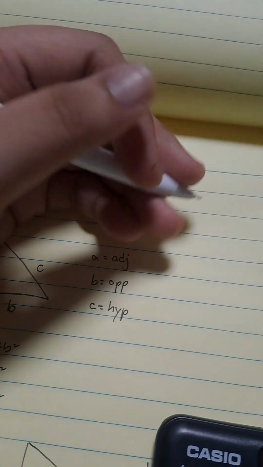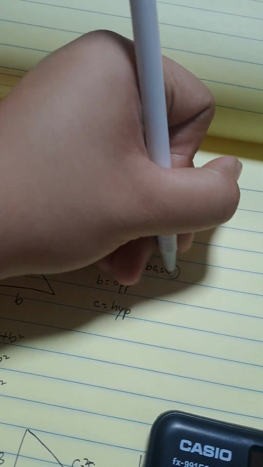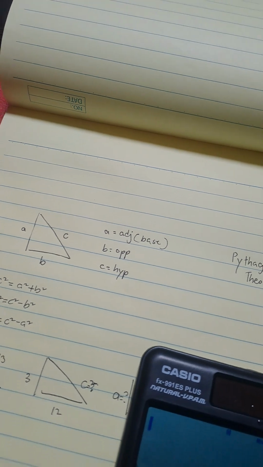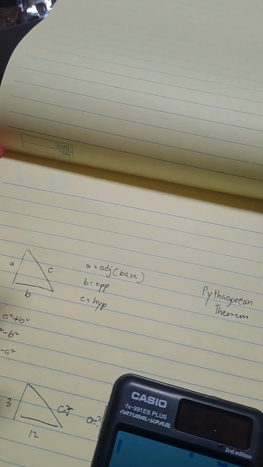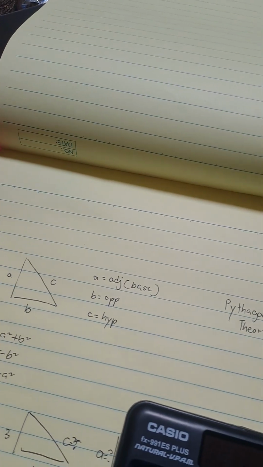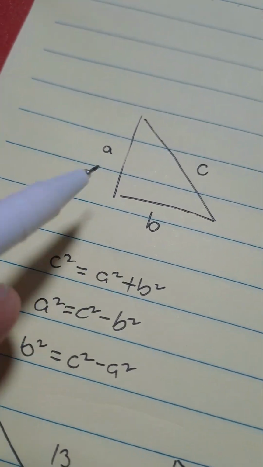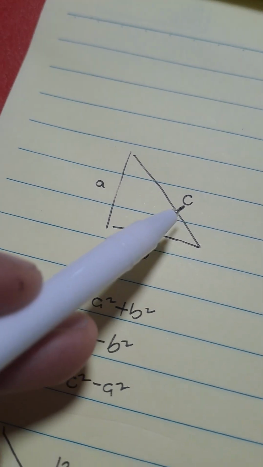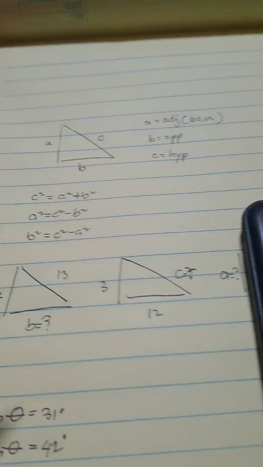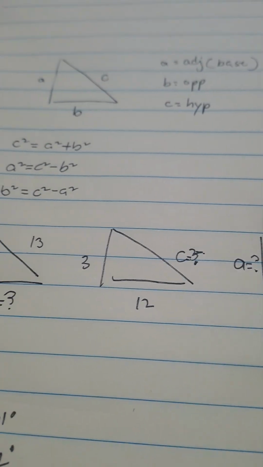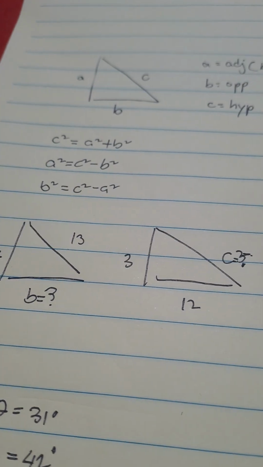To make it simpler, A is your base, B is where the theta faces, and the hypotenuse is always the longest side. Regardless if these two switch, because sometimes they do switch, this will stay constant, okay? So this is going to be fairly easy for us.